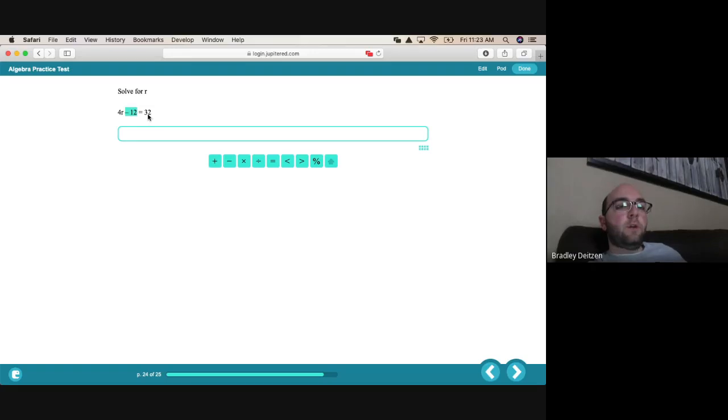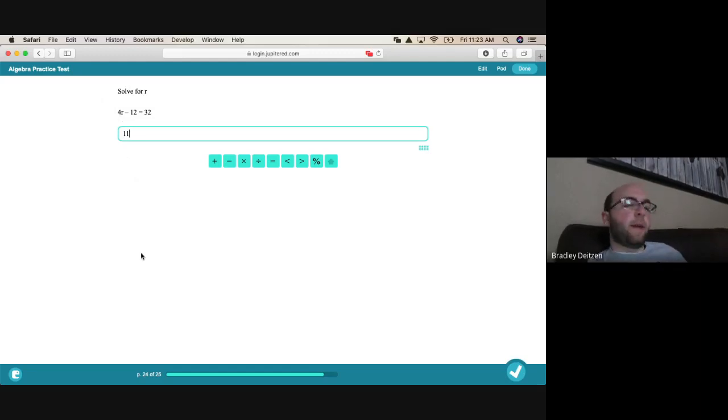So 32 plus 12 is 44. And then we have something times 4 equals 44. And hopefully by then we can do a lot of that mentally, right? Think, what times 4 equals 44? Well, that's 11, right? Or we could just think 44, opposite of times 4 is divided by 4. So 44 divided by 4 is 11.